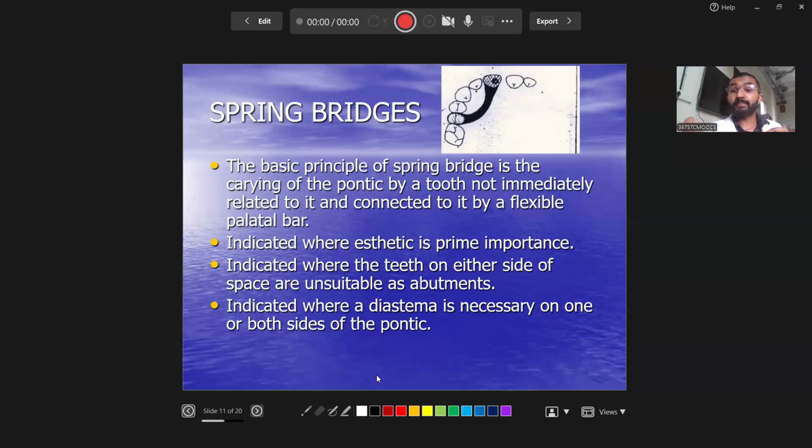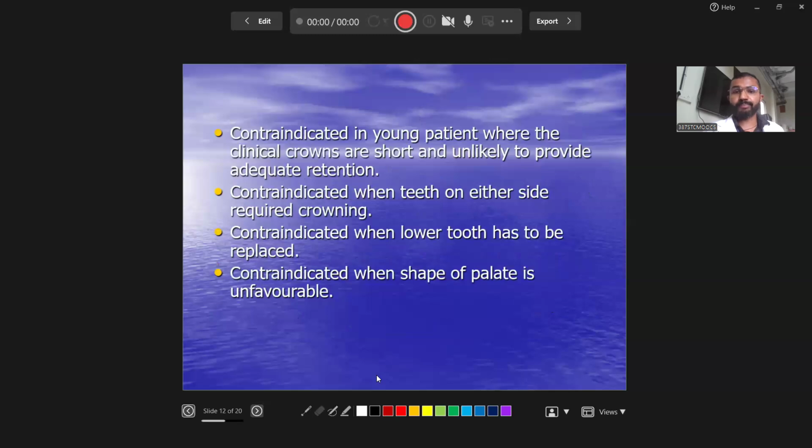The basic principle of spring bridges is carrying the pontic by a tooth not immediately related to it and connected to it by a flexible palatal bar. Indicated where aesthetics is of prime importance. Indicated where the tooth on one side of the space is unsuitable for use as an abutment. Indicated where a diastema is necessary on one or both sides of the pontic.